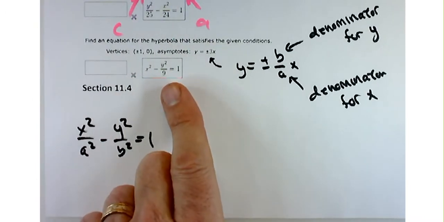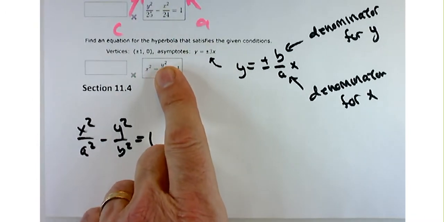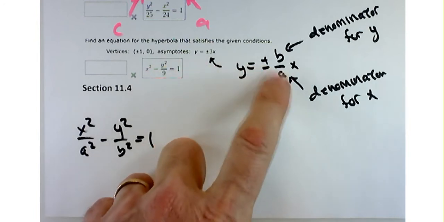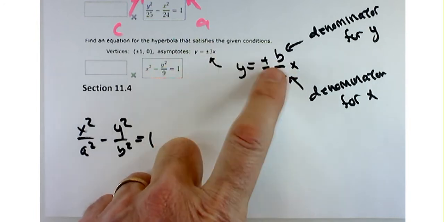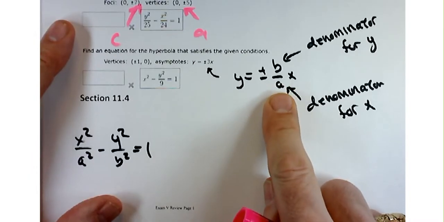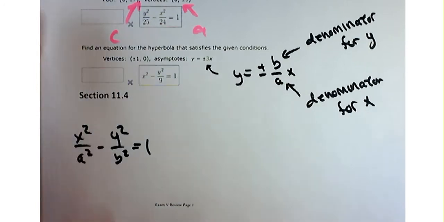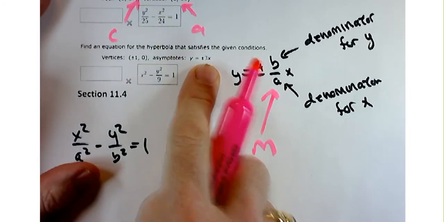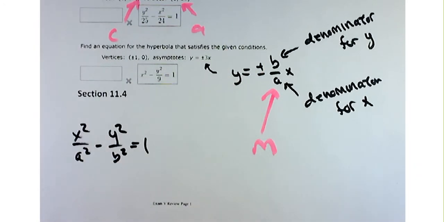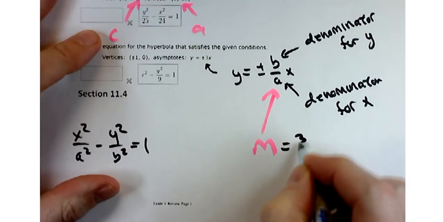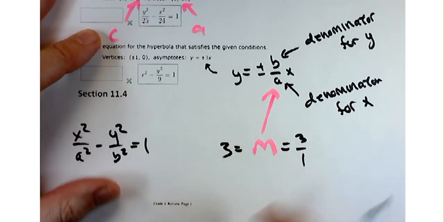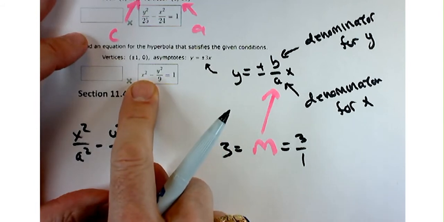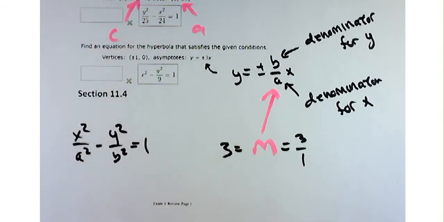This one here, where they give you the asymptotes, the coefficient of x in the equation for your asymptote is really the denominator of your y term divided by the denominator of your x term. That's going to be your slope. So that's going to be your m. In this case, m is 3, so you can think of that as being 3 over 1. And that's where you get the 1 for the x and the 3 for the 9. And it has a center at 0, 0.